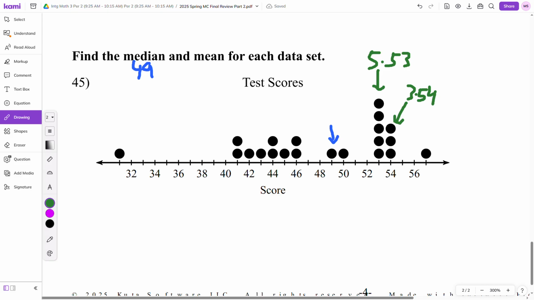But for the mean, we just add them all up. So we got 1,006. Divide that by 21. And it's 47.9-ish. So 47.9. In fact, let me write that real quick. The sum was 1,006, and the number of numbers was 21. And so that equals 47.9.